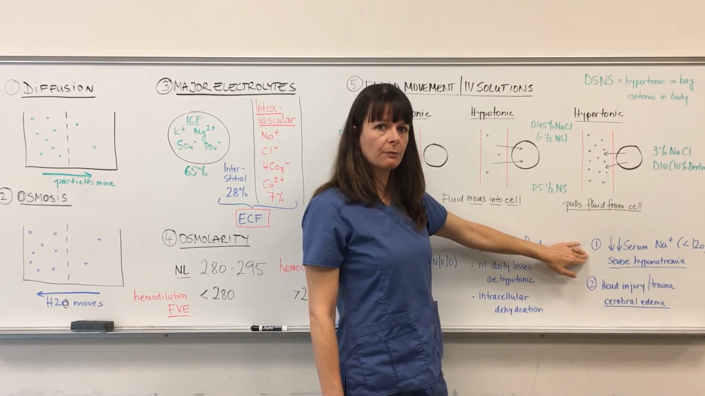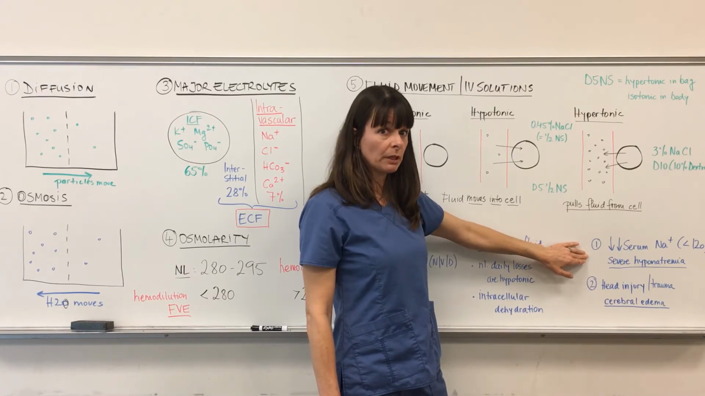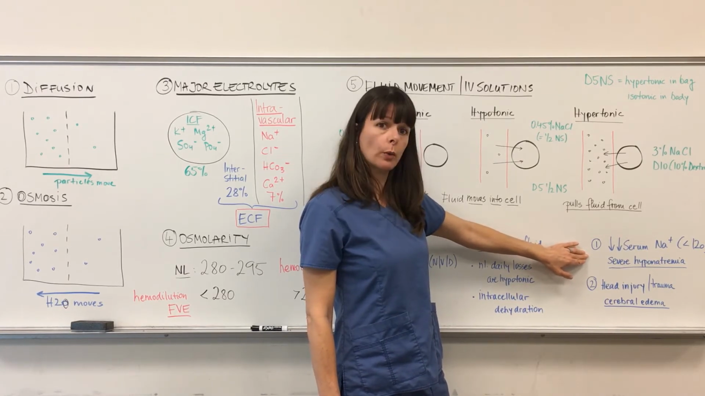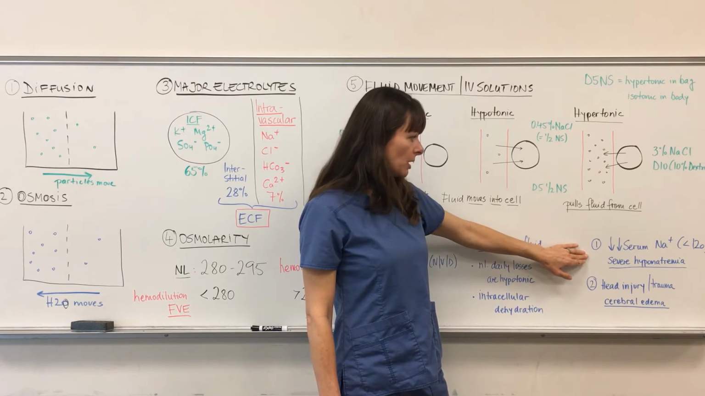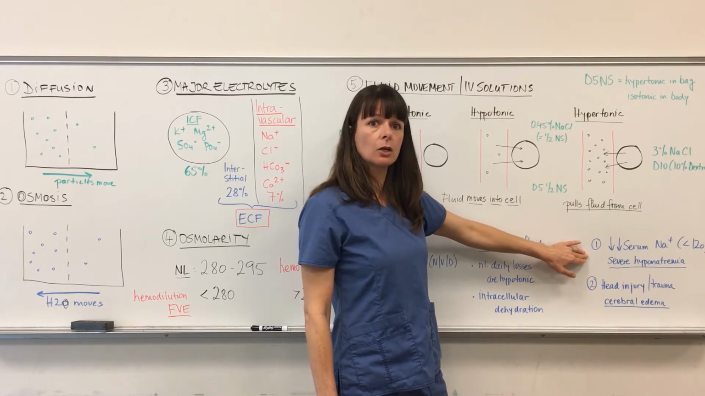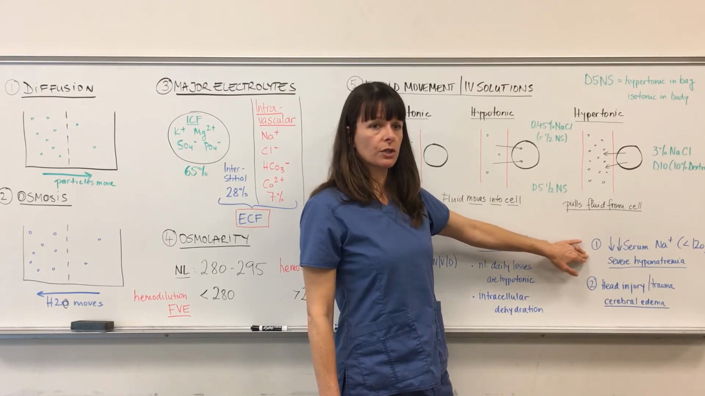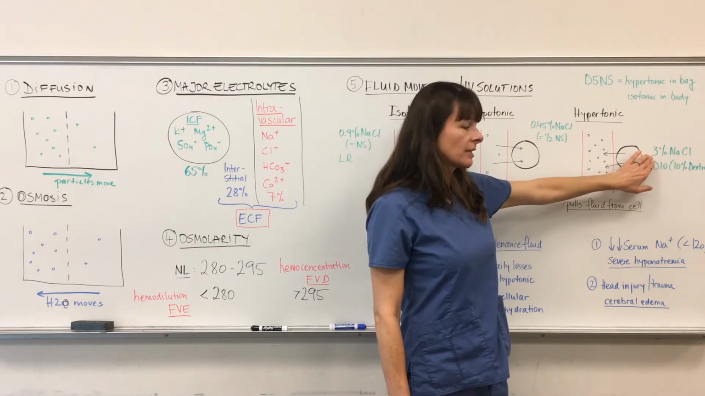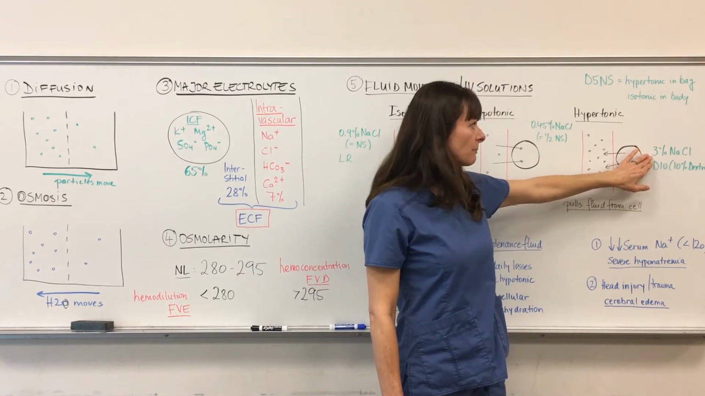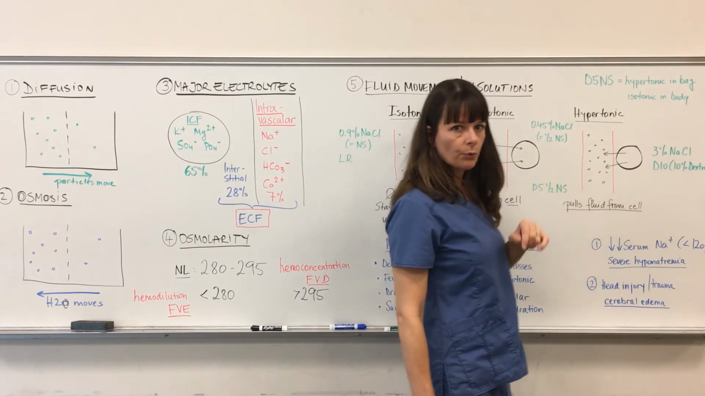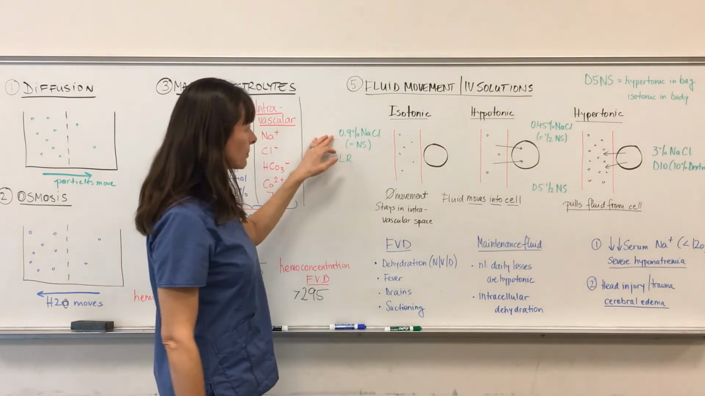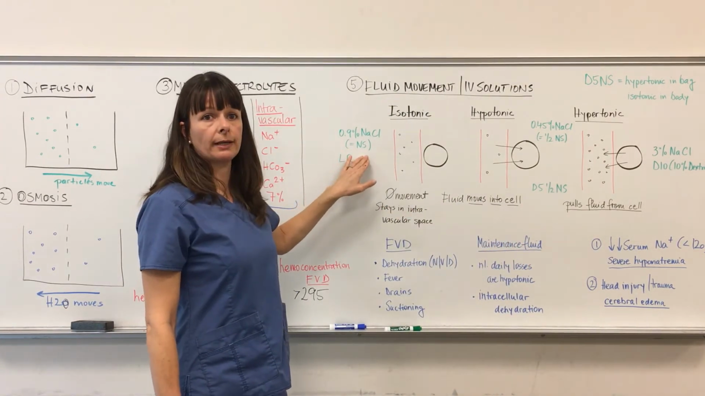So if you have a patient who has a sodium level typically of below 120, you will want to give the patient a highly concentrated sodium chloride solution, which in our case is 3% sodium chloride. So that's much more concentrated. Remember that 0.9% is called normal saline.